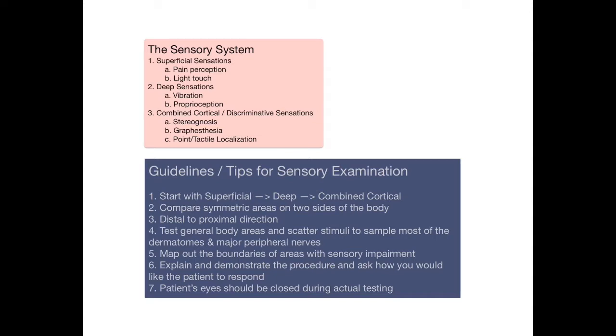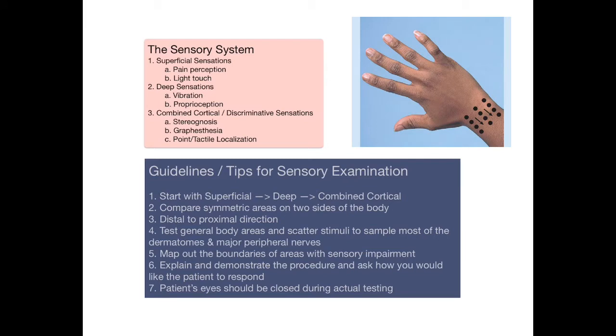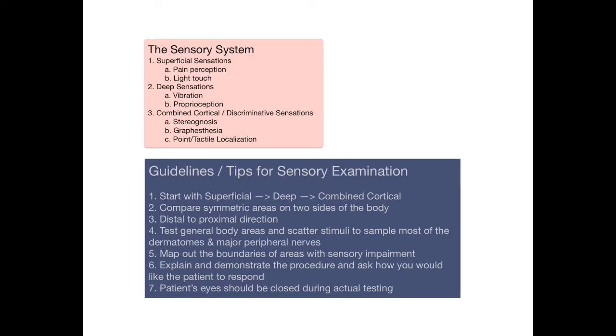Number 5. Map out the boundaries of areas with sensory impairment. Start at the area of sensory impairment, then in progressive steps until the patient reports a normal sensation. Number 6. Explain and demonstrate the procedure and ask how you would like the patient to respond. And lastly, the patient's eyes should be closed in the actual testing.